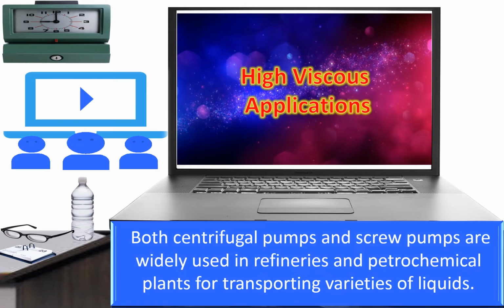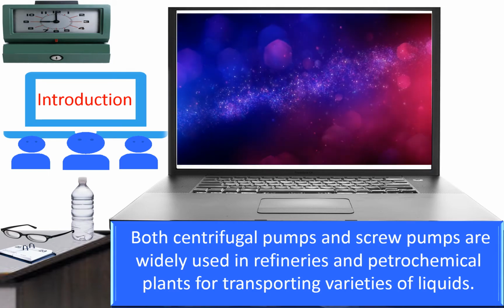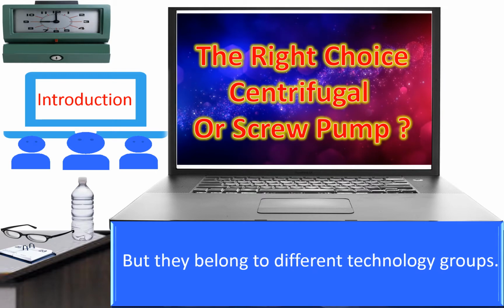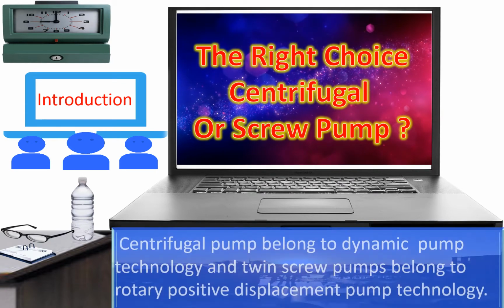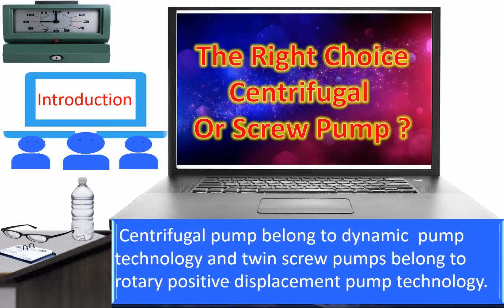Both centrifugal pumps and screw pumps are widely used in refineries and petrochemical plants for transporting varieties of liquids, but they belong to different technology groups. Centrifugal pumps belong to dynamic pump technology and twin screw pumps belong to rotary positive displacement pump technology.